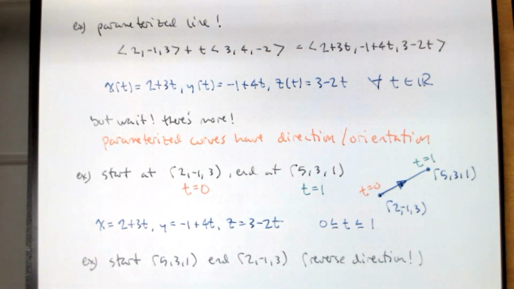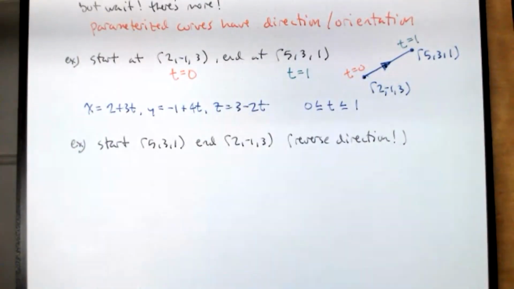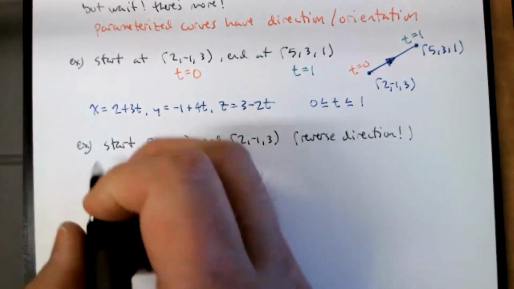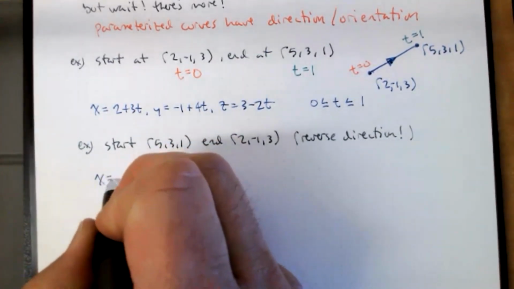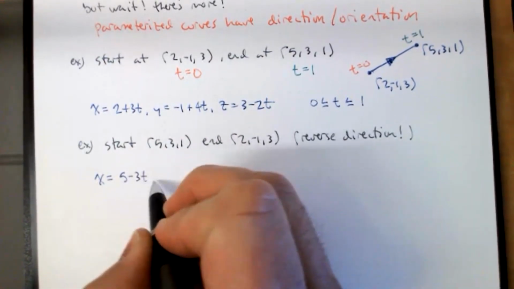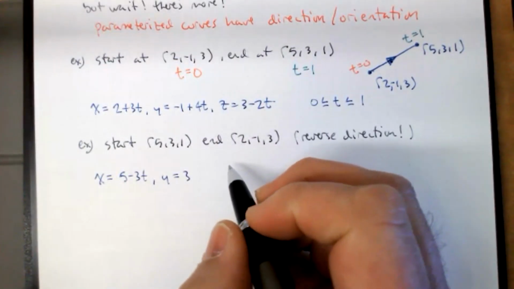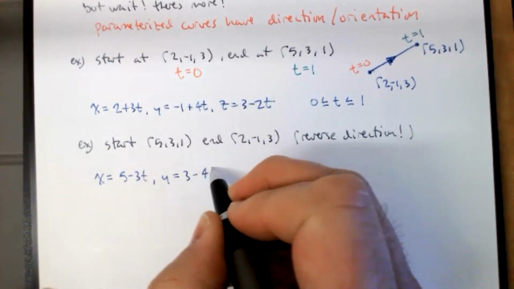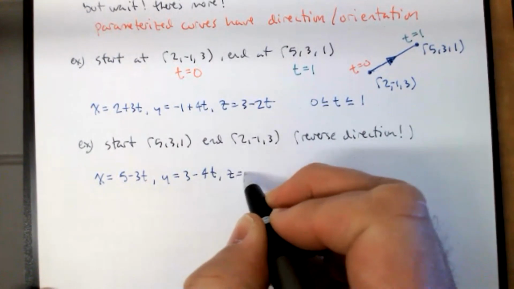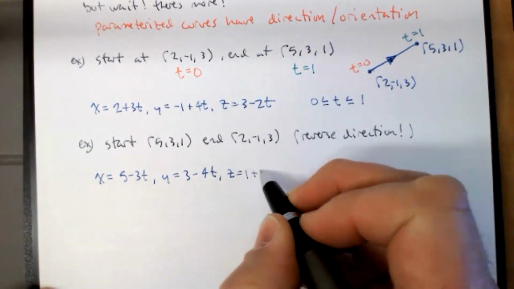I could just write a new set of equations. I could just say x is 5 minus 3t. Y is 3 minus 4t. And z is 1 plus 2t.